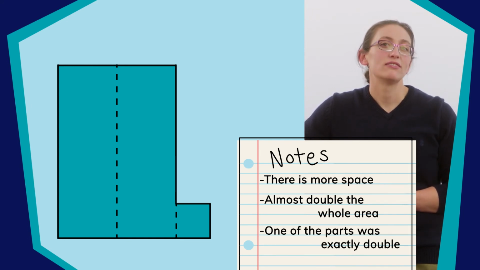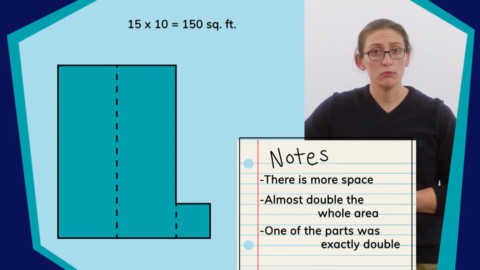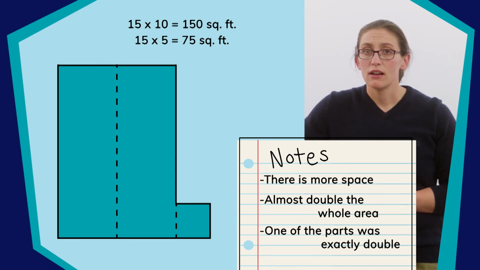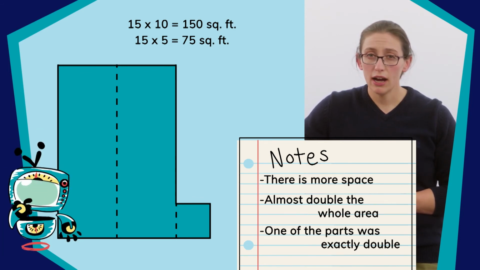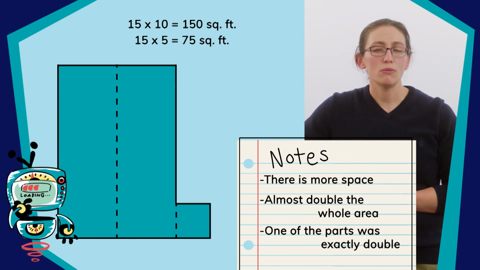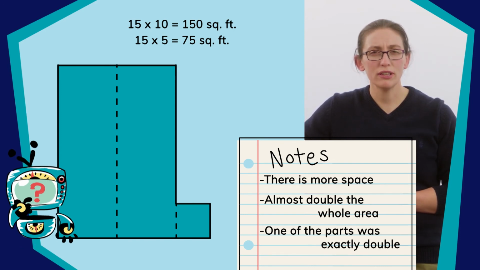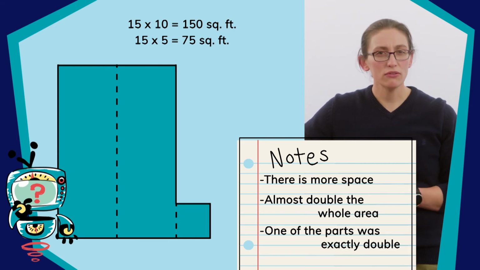Hang on, everyone. I heard some great noticing, and I really want to share it with you all. Some said that one of the parts was exactly double from what we saw before. The section that has 15 feet by 10 feet doubled in area from when the section was 15 feet by 5 feet. I noticed that 10 is double 5, but the other side length stayed the same. So how could it double? I really wonder how that happened. Do any of you have any ideas?